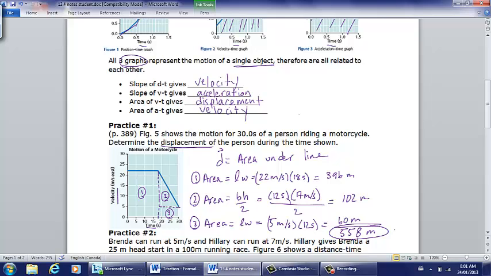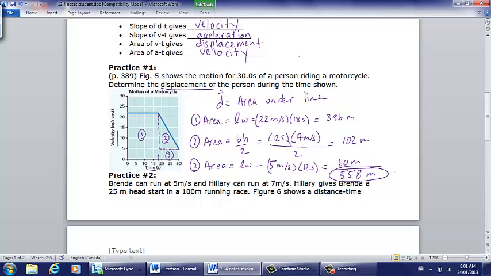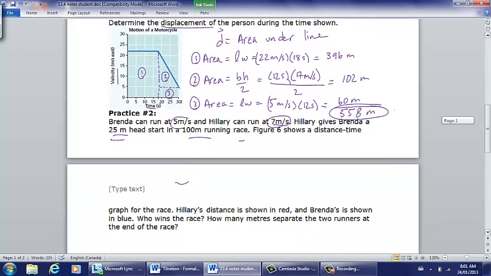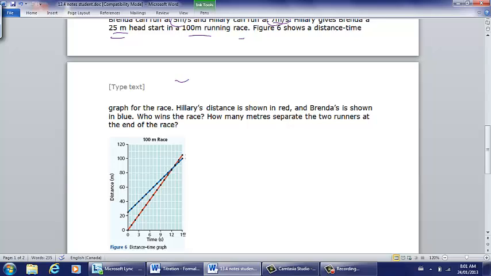Okay, let's look at another example of how we can use graphs. In practice question number 2, we have Brenda and Hillary, and it says that Brenda can run at 5 meters per second and Hillary can run at 7. So Hillary gives Brenda a 25-meter head start in a 100-meter race. And this graph here shows the distance versus time for that race.